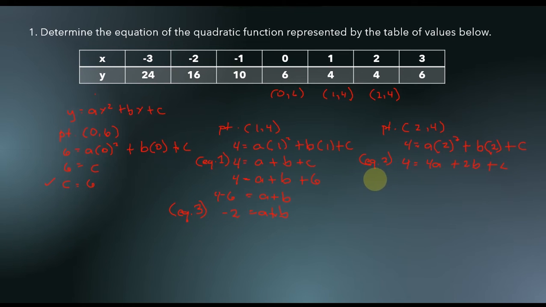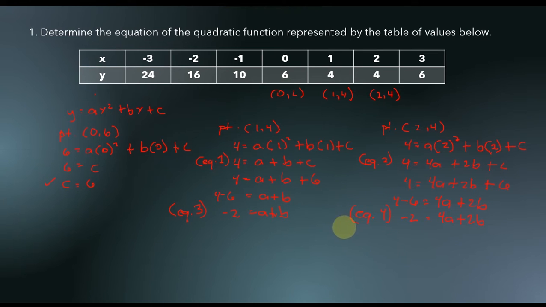Now for equation 2, we're going to change c to 6. 4 equals 4a plus 2b plus 6. Doing the same method, the addition property of equality, 4 minus 6 is equal to 4a plus 2b. 4 minus 6 is negative 2 equals 4a plus 2b. And this is our equation 4.